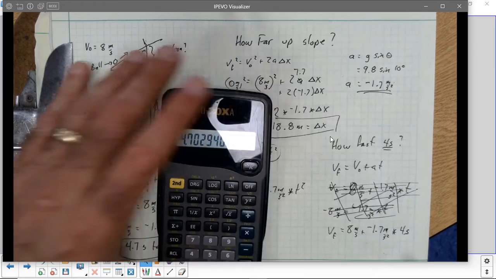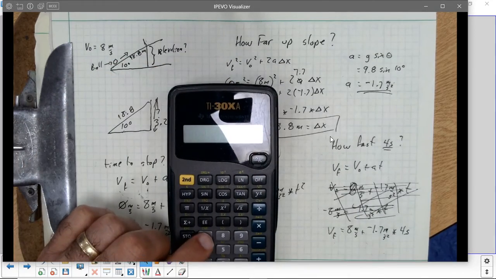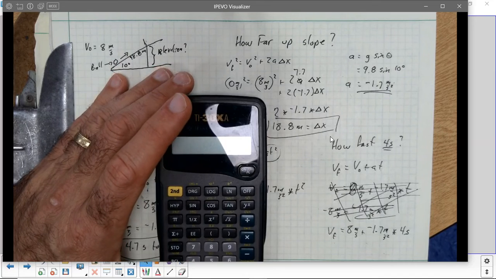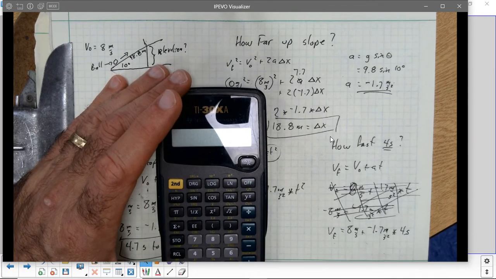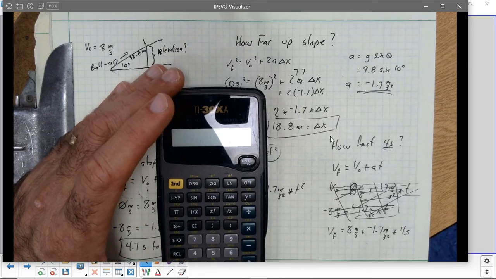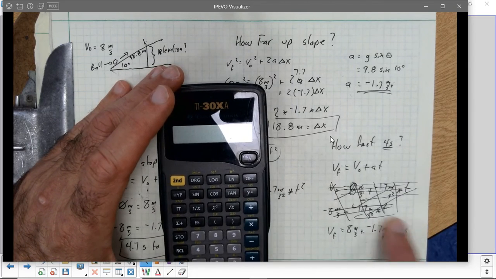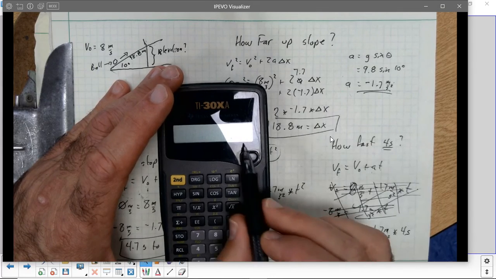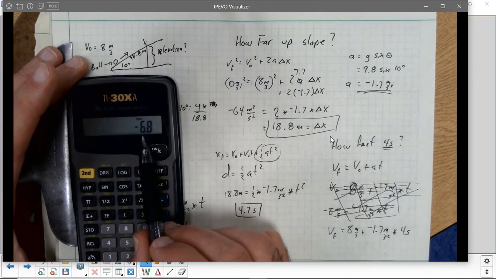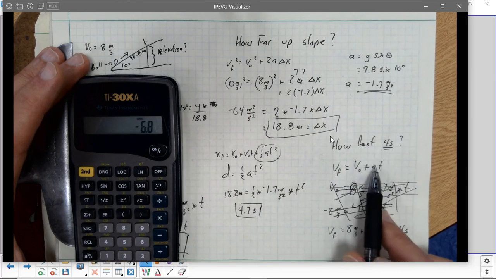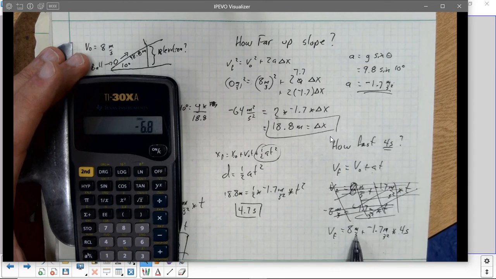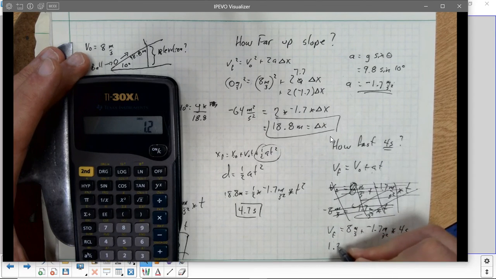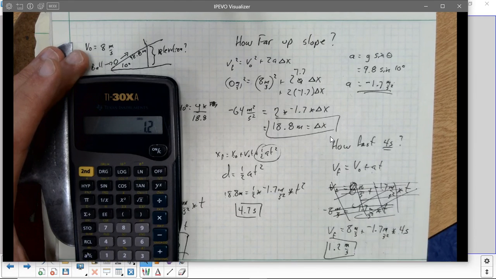So we can just resolve all this. 1.7, change sign, times 4 is negative 6.8. That is the change in speed caused by the acceleration, the acceleration times the time. So basically we are losing 6.8 meters per second because of this acceleration. Now we subtract that from the 8, so plus 8, which means that the final speed is going to be 1.2 meters per second. Okay?